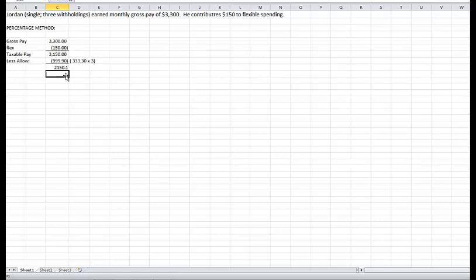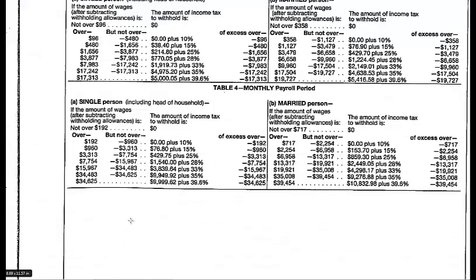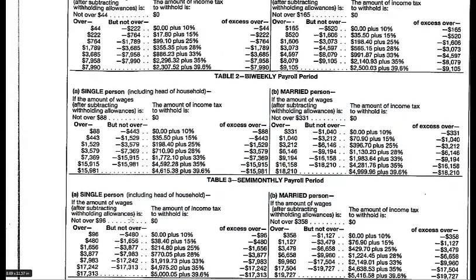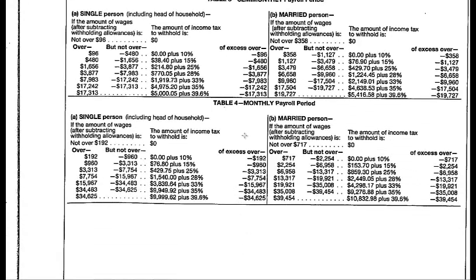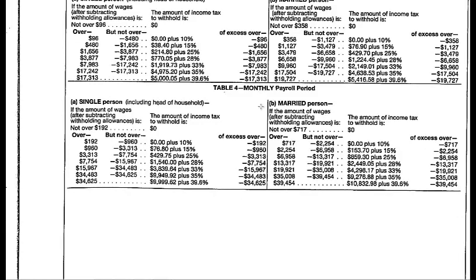So now it's time to go over to the percentage tables. So you'll see the percentage tables here, and we're going to find the correct pay period, which is monthly for Jordan, on table 4. Jordan is single, so we're going to stay on the left-hand side of the table, and we're going to find his pay range down here. So his taxable pay was $2150.10, so the second line is his pay range. And it tells us that his tax is $76.80 plus 15% of the excess over $960.